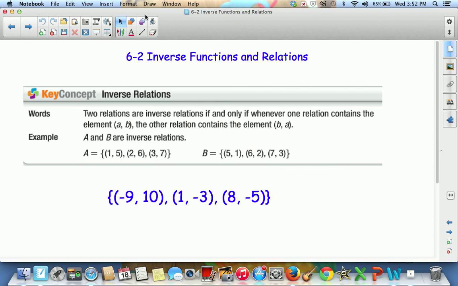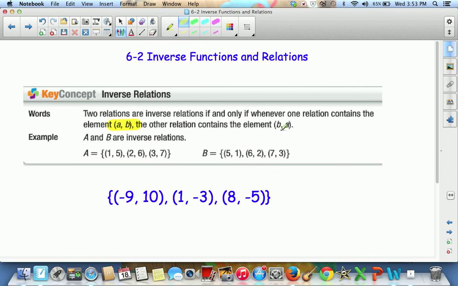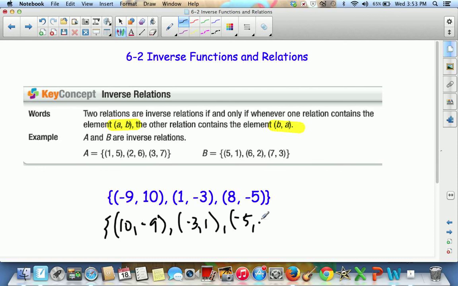When we have a set of ordered pairs, all you're going to do is just change the x and y. So for example, if I give you (-9, 10), (1, -3), (8, -5), what's the inverse of that? Well, the inverse would be (10, -9), (-3, 1), and then (-5, 8). That would be the inverse.